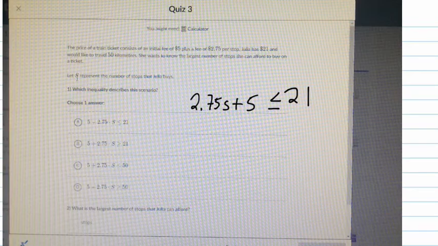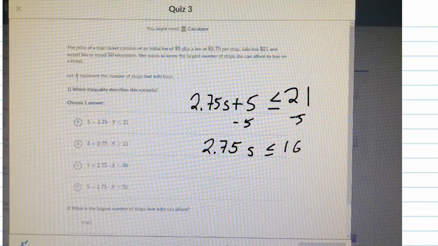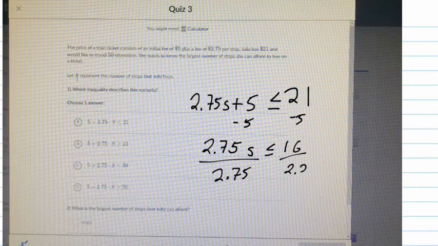On the bottom it says, what is the largest number of stops that Julia can afford? To solve this one, you just have to solve it. So I'm going to subtract over 5, get 275. S is less than or equal to 16. And I'll divide both sides by 2.75. So S, the number of stops, has to be less than or equal to 16 divided by 2.75.